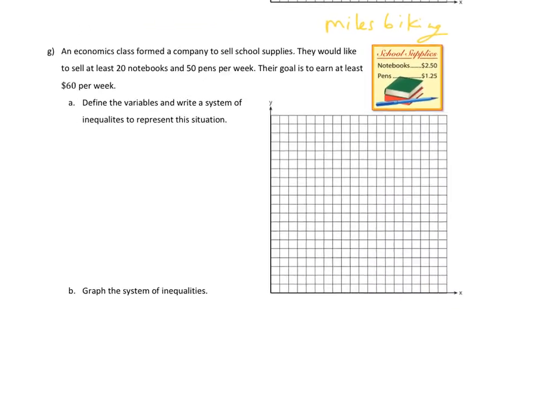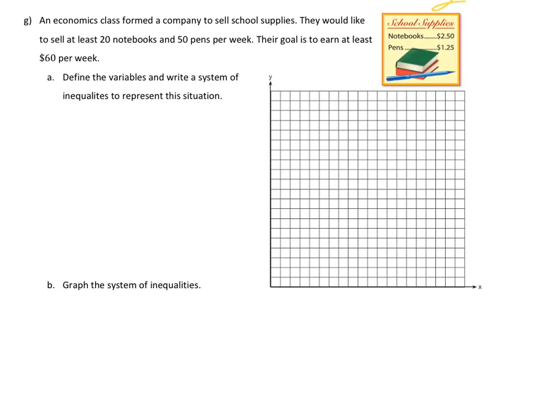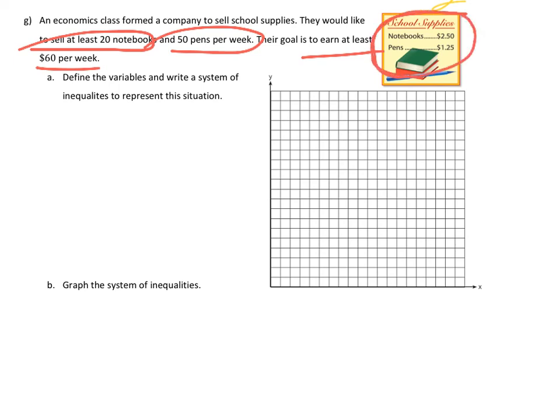Letter G is very similar to F. An economics class formed a company to sell school supplies. They would like to sell at least 20 notebooks and at least 50 pens per week. There are 2 inequalities hidden there. Their goal is to earn at least $60 per week. Don't miss out that here are prices over here. So again, for this we should have 3 inequalities.